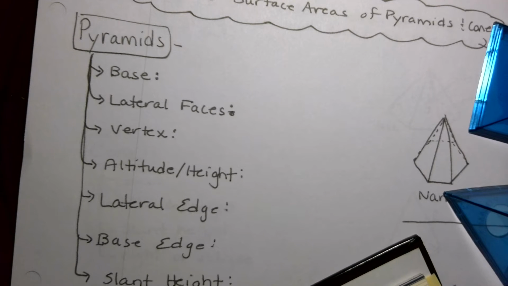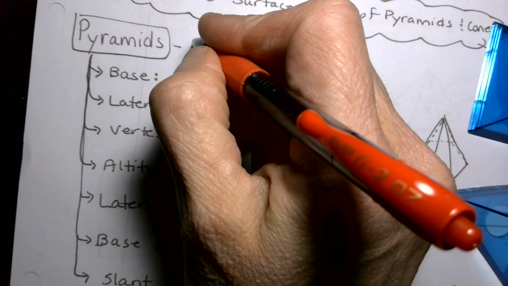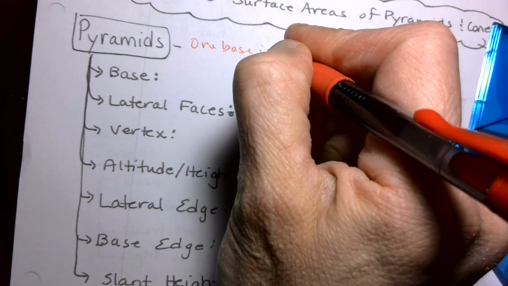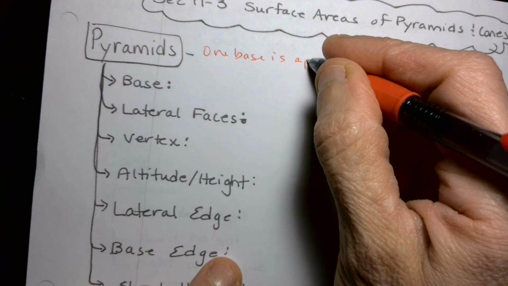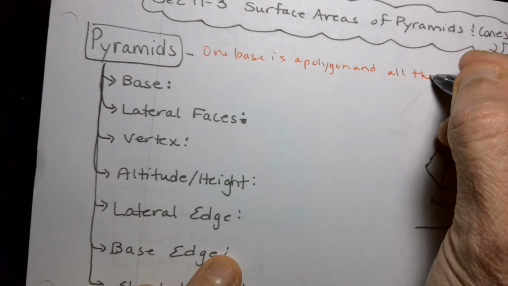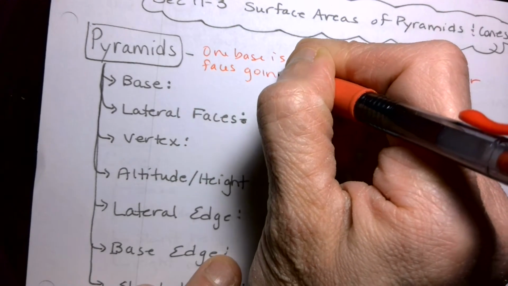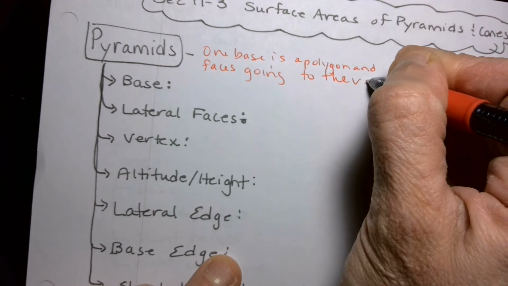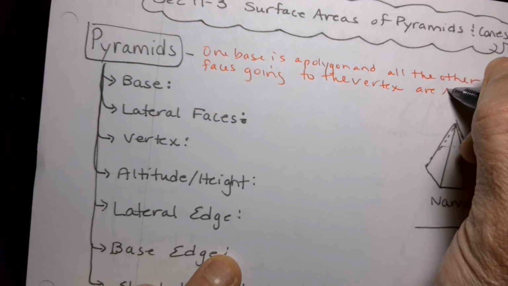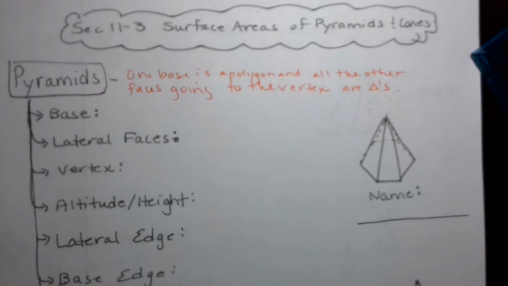All right, so one base is a polygon, and all the other faces going to the vertex are triangles. And that looks slightly blurry. Let's try this.